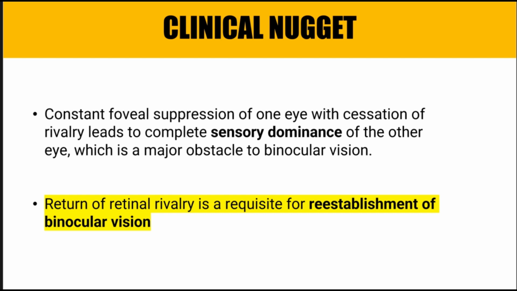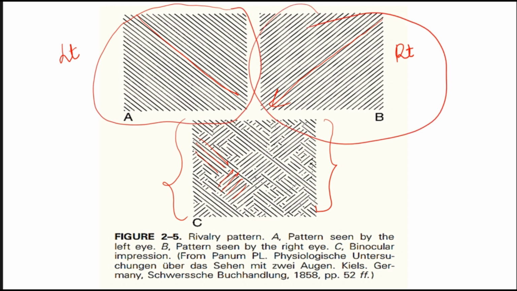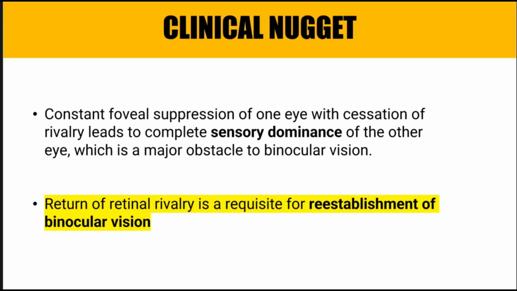This sensory dominance is going to lead to abolishment of retinal rivalry, and instead the patient is going to see just one of the stimuli. So for example, if the left eye was dominant, only the right eye pattern will be seen, and if the right eye is dominant, only the left pattern will be seen. And mind you, here I'm not talking about the normal dominance that we physiologically have. I'm talking about really complete sensory dominance, which can lead to complete suppression of the other eye, leading to abolishment of the retinal rivalry. As a matter of fact, return of retinal rivalry after strabismus surgery is a very good sign.